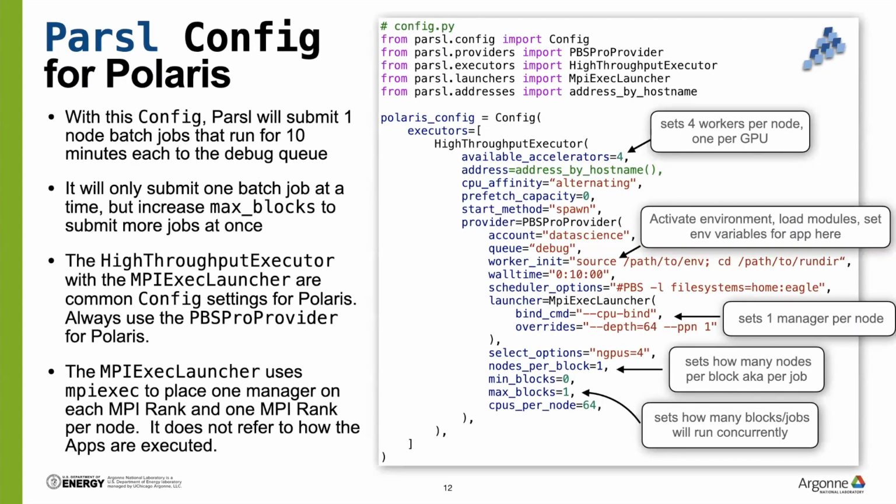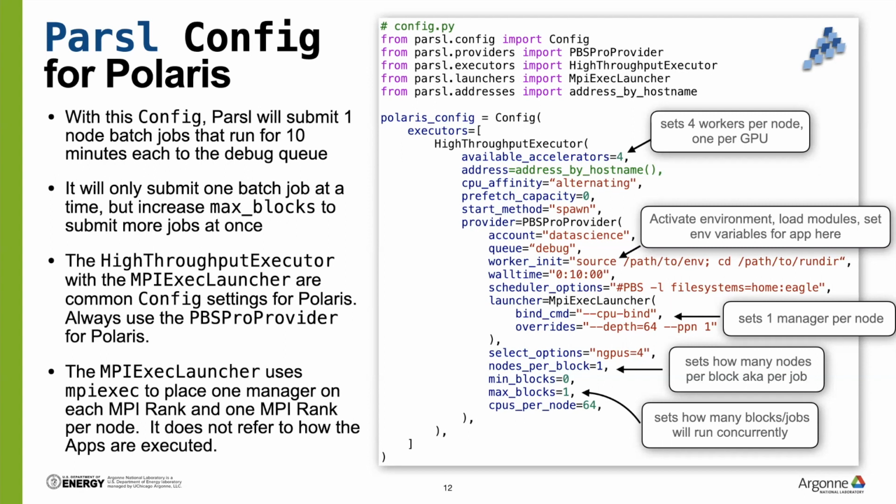And each worker will run one app at a time, essentially. So this is an example config for Polaris, and I won't have time to go through all of the details of this, but there is extensive documentation on the Parcel website. Essentially, this example config will submit one node batch jobs to the debug queue on Polaris under my project named Data Science. You would have to put in your own. And these batch jobs will run for 10 minutes each.